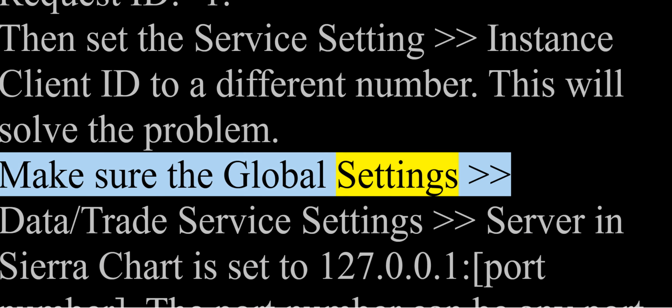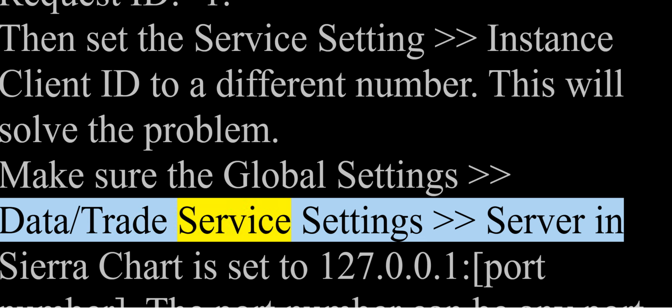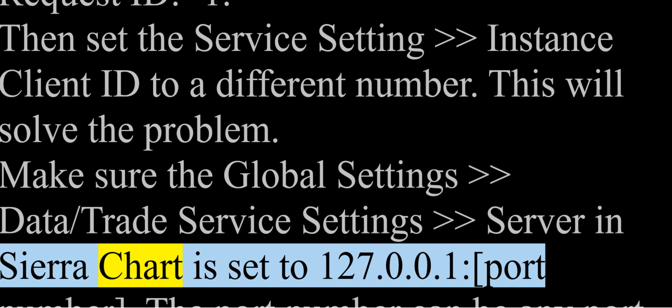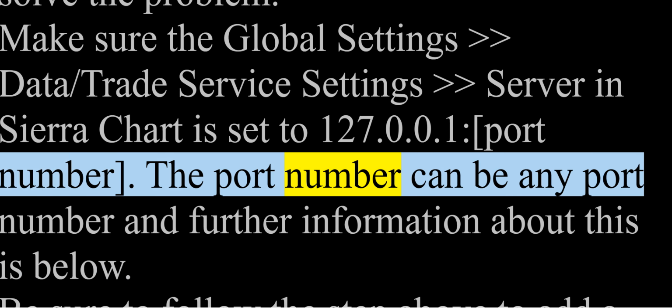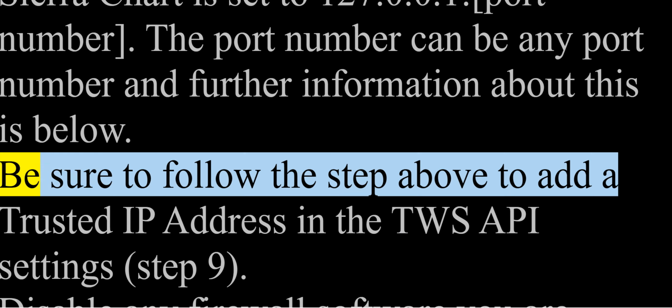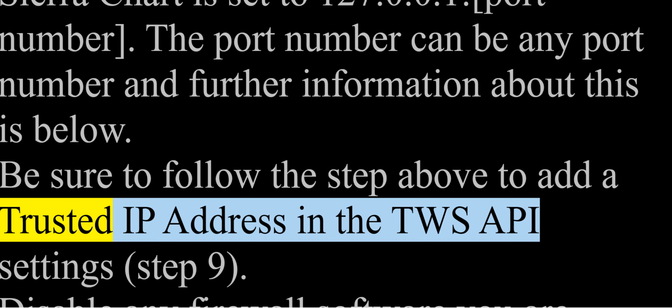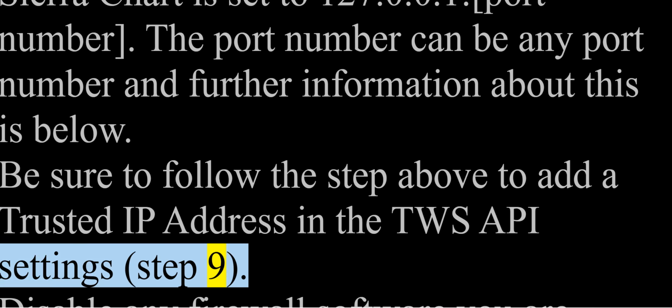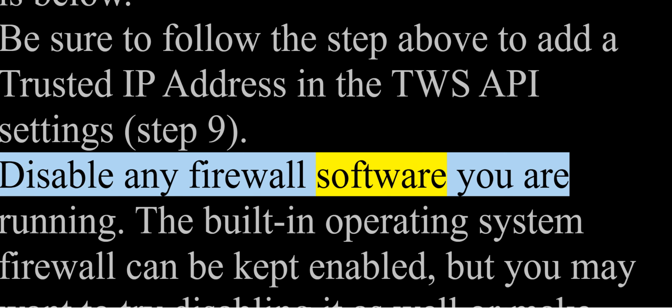Make sure the Global Settings, Data/Trade Service Settings, Server in Sierra Chart is set to 127.0.0.1:port number. The port number can be any port number, and further information about this is below. Be sure to follow the step above to add a trusted IP address in the TWS API settings. Step 9. Disable any firewall software you are running.